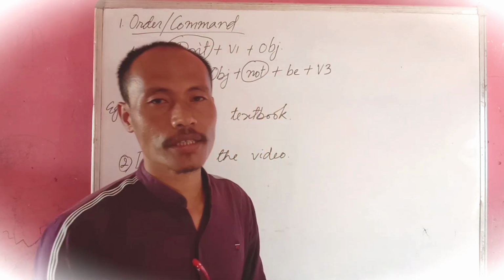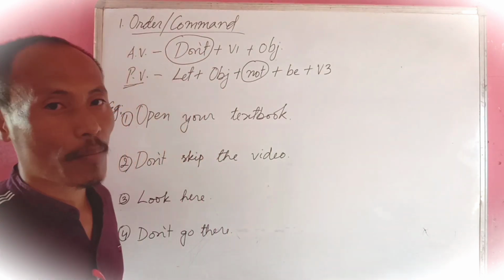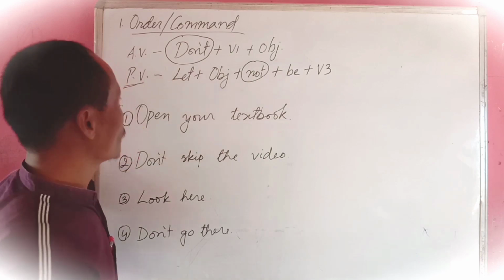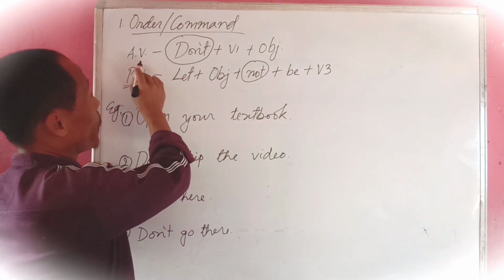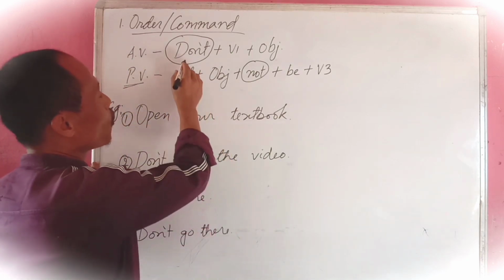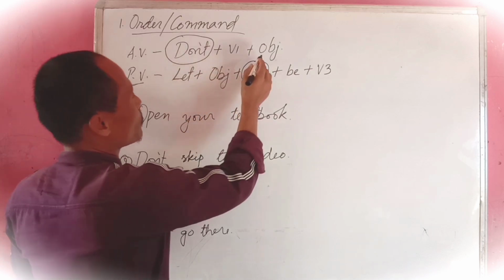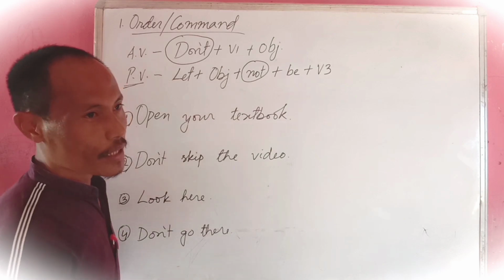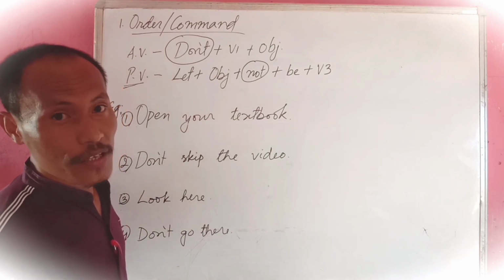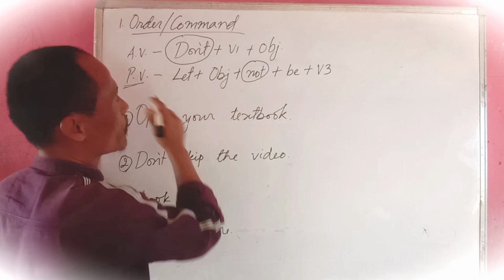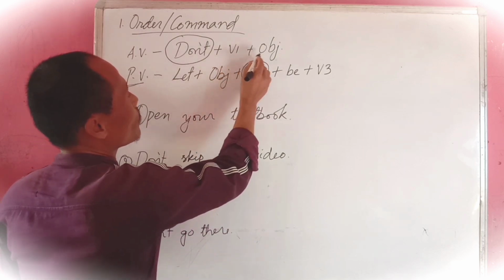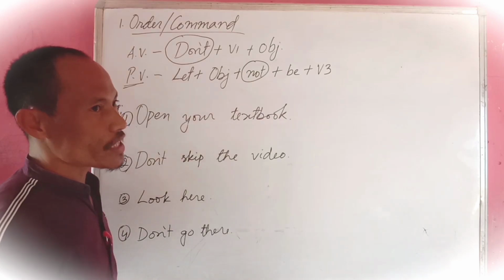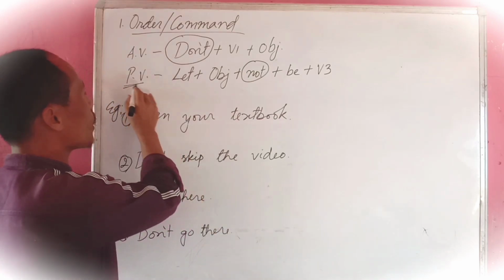If the sentence is an order or a command, then we have to apply this structure. That is, the structure of active voice will be don't plus first form of the verb plus object, if it is a negative sentence. But if it is an affirmative sentence, then this don't will not be there. The sentence will be first form of the verb plus object. So, in order to change this sentence into passive voice, we have to apply this formula.